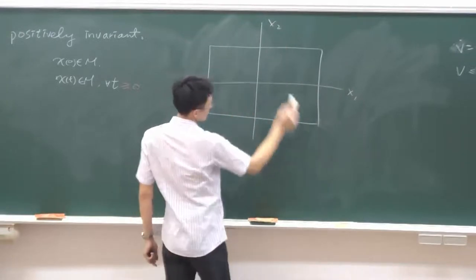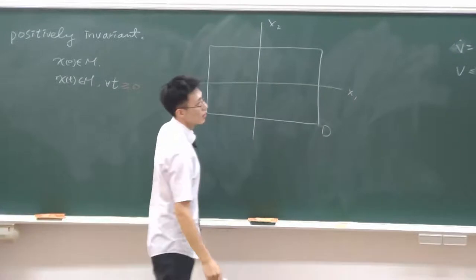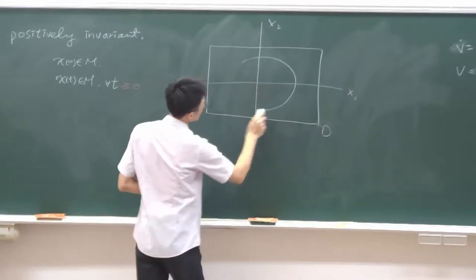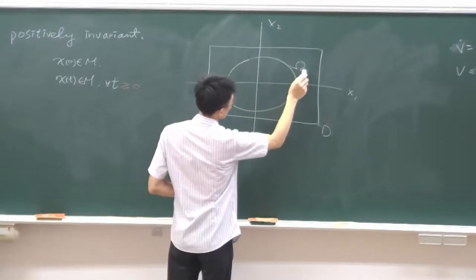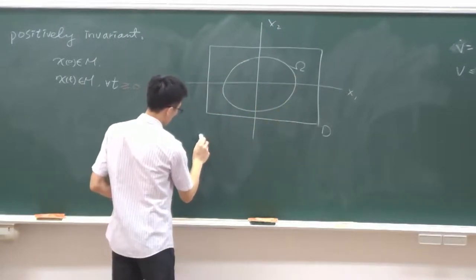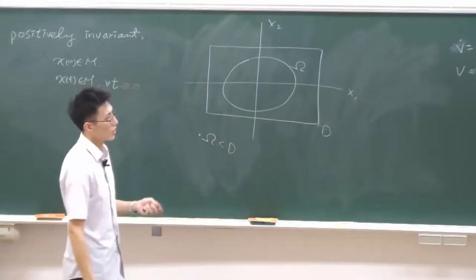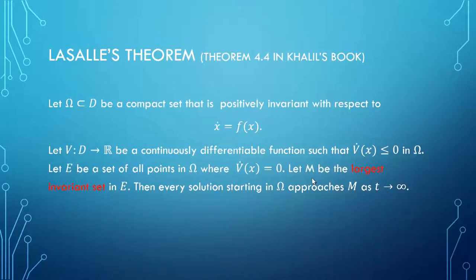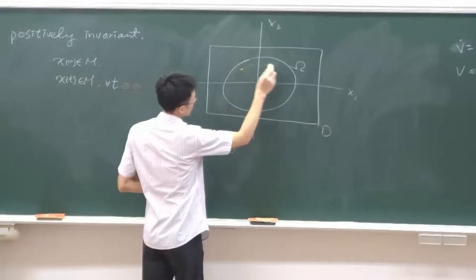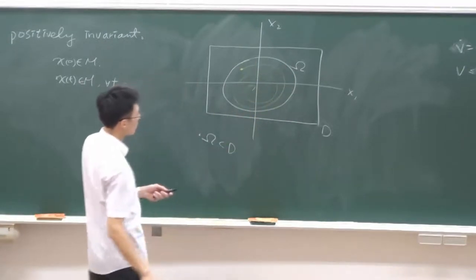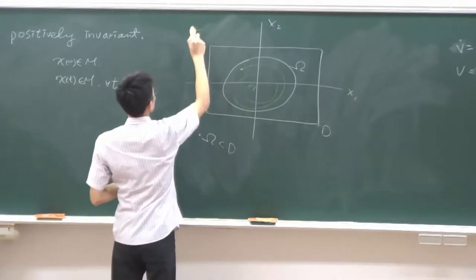We say this is D. And Omega belongs to D. Omega might be somewhere here, which we call Omega. So Omega is inside D, right? And it's a compact set that is positively invariant with respect to this dynamics. It means that given some initial condition here, the trajectory will always stay inside here, never leave this area, based on the dynamics of this.